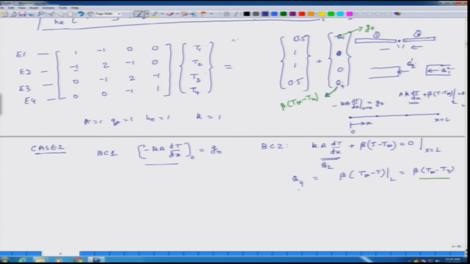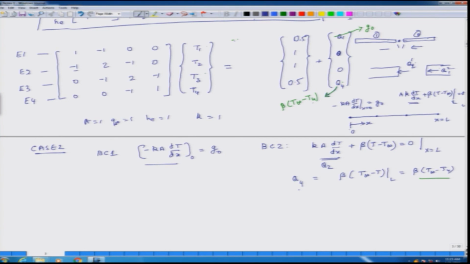And I missed this A term here, so this A also should be there. So what I have seen is that I have replaced Q1 by G naught, and I have replaced Q4 by beta times T infinity minus T4. Okay. Now once again, these are four equations, and I have now four unknowns. On the left side, I have T1, T2, T3, T4, these are four unknowns. On the right side also, there is no unknown which is extra, because I know beta, I know T infinity. T infinity is the temperature of air far away from the fin, and T4 is an unknown, but that is already accounted for. So four equations, four unknowns.